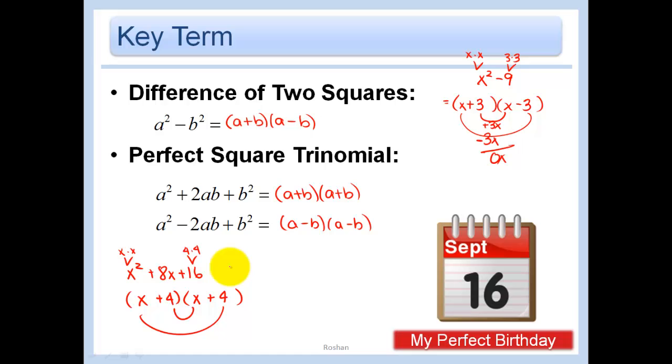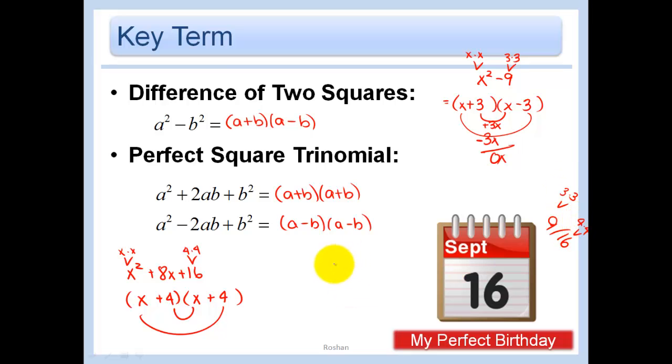And also, I just want to share with you my very perfect birthday. I was born on September 16th, and it's a very perfect birthday because that is 9/16, and 9 is a perfect number, and so is 16.